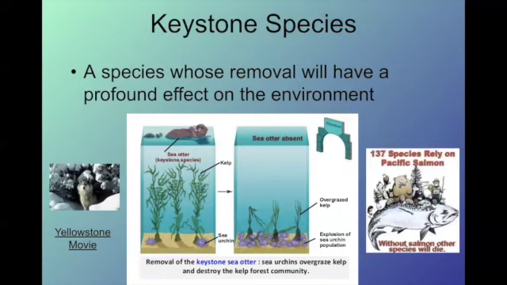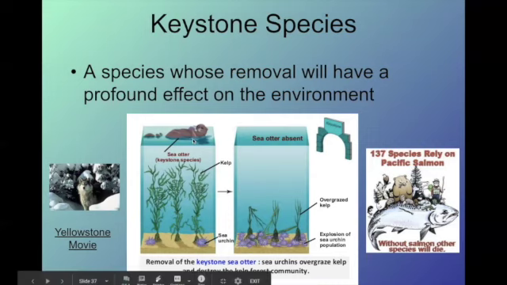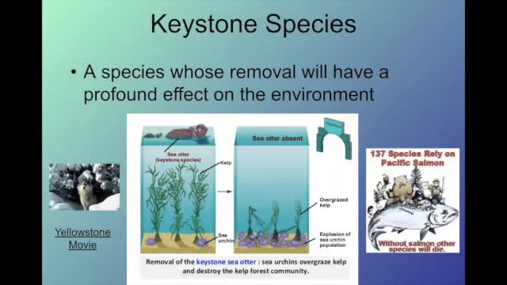A keystone species is a species whose removal will have a profound impact on the environment. The example here is the sea otter. Sea otters actually allowed our kelp forests to thrive because they ate sea urchins. Sea urchins eat kelp. Well, when we hunted the otter to extinction or near extinction in Southern California for its pelt, all of a sudden the urchins had no predator. The urchins took over and we lost a good majority of our kelp beds. Well, the kelp beds are a unique ecosystem for hundreds of different species.